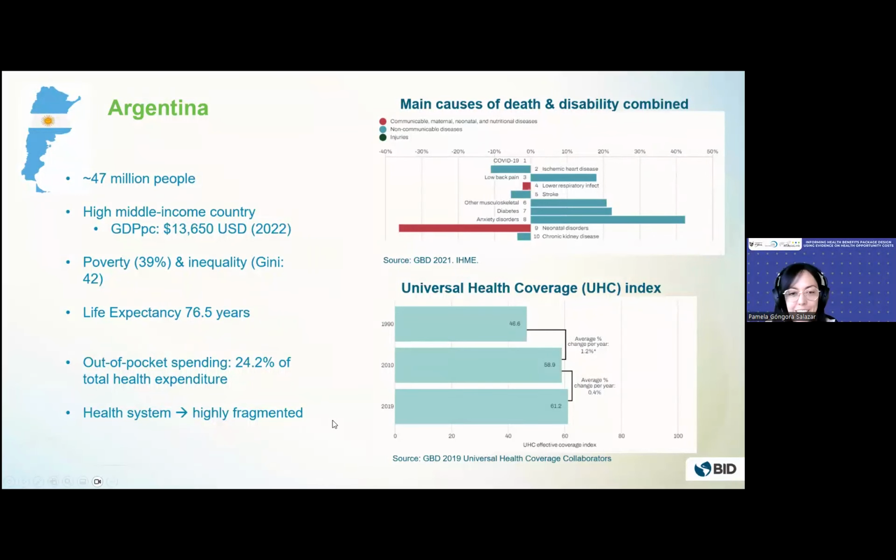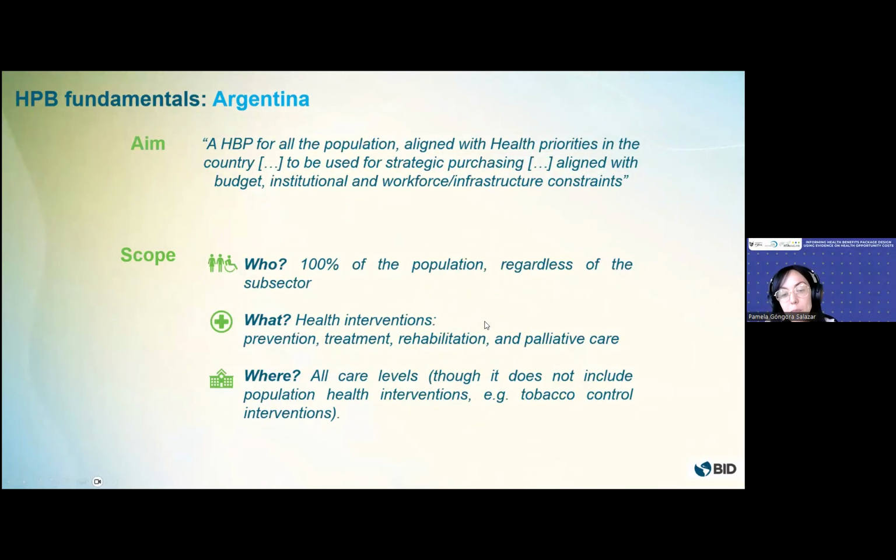I think I would need an entire presentation to explain the health system in Argentina. But just to say that the health benefits package was also seen as a way to reduce this fragmentation in the system. These are some of the elements of the fundamentals that were set. As you can see, the scope relative to Honduras was broader, because they were also including palliative care. Unlike Honduras, they are not including population health interventions.